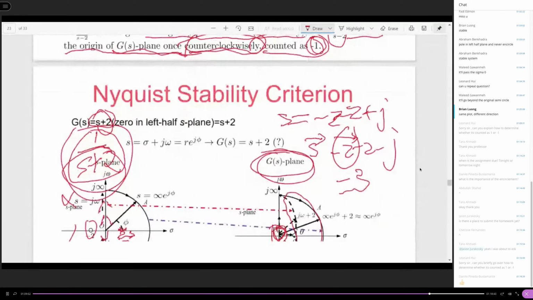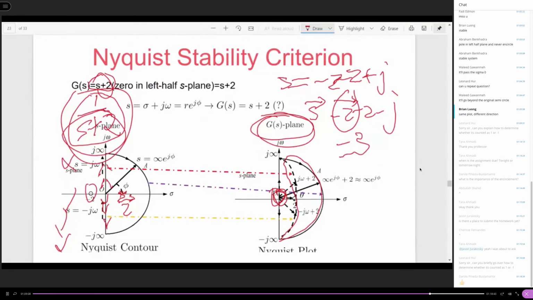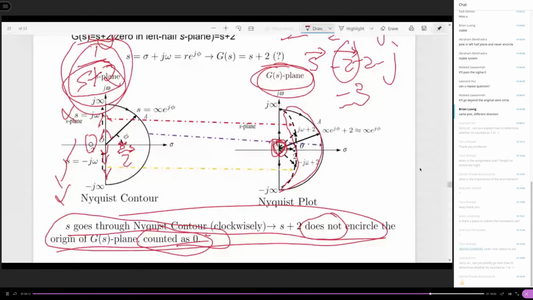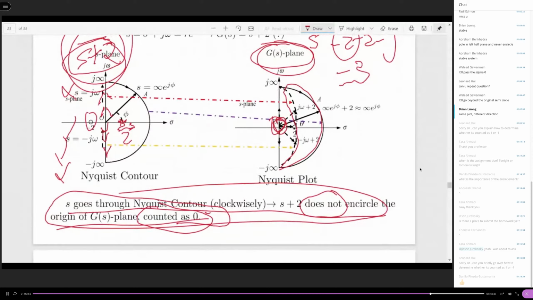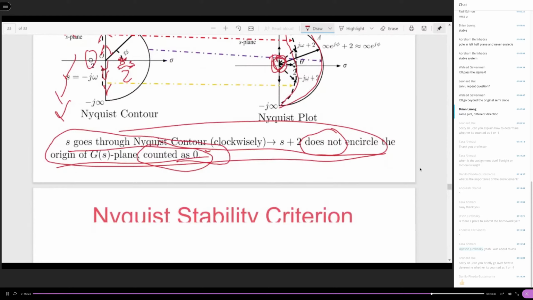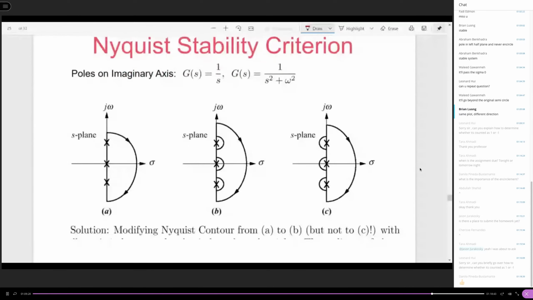Now, for the left half plane, poles and zeros don't matter. The contribution to the encirclement is 0. The Nyquist plot of this G of S on the G of S plane does not encircle the origin at all. So that is the conclusion.